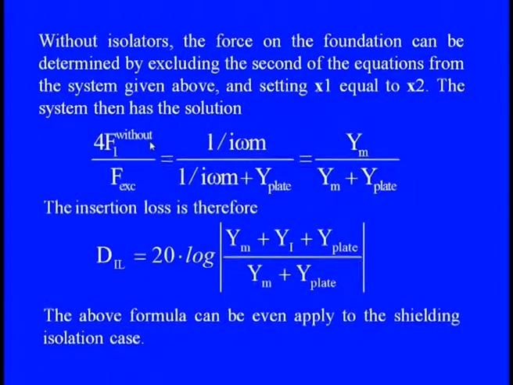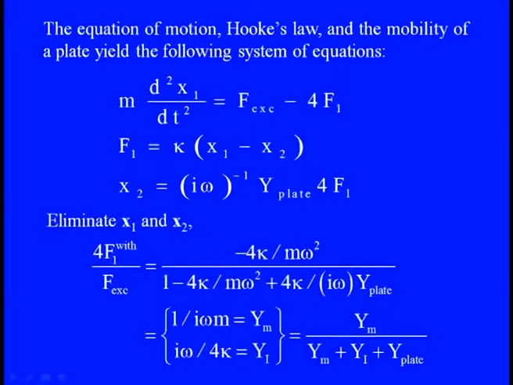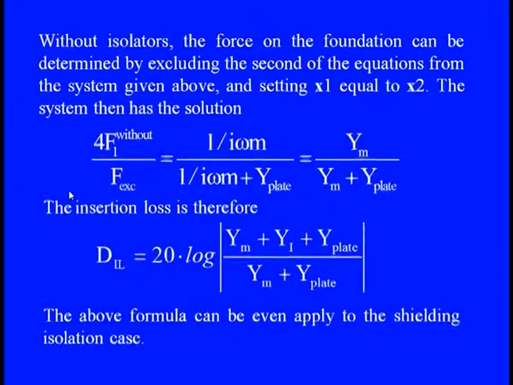So the insertion losses are quite significant in that case. It equals 20 log of Ym plus Yi plus Y plate divided by Ym plus Y plate. If we divide this, we have the insertion loss, which can also be applied to shielding isolation, and is equal to the previous case. It was 4F with divided by F excitation is Ym divided by Ym plus Yi plus Y plate, and here 4F without divided by F excitation is Ym by Ym plus Y plate.